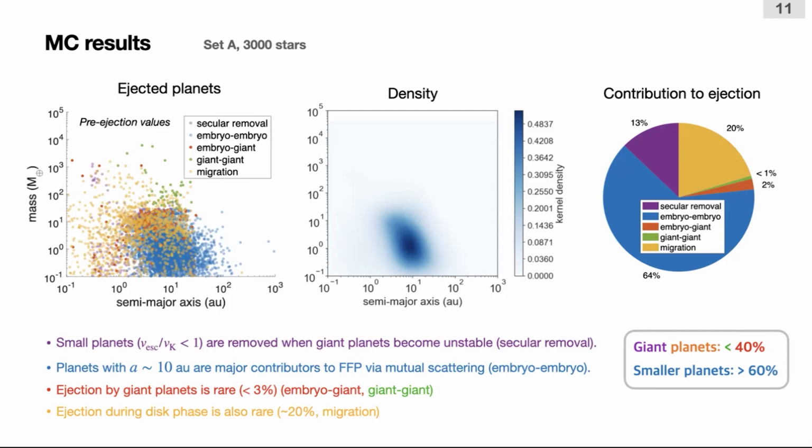We also have embryo-giant scattering. So this means that the planet is ejected by a giant planet, and also giant planets scatter among themselves and eject giant planets. And migration means that small planets become ejected through the migration of giant planets. So we can see that the contribution from giant planets is actually pretty small. It's smaller than 40%, and the majority of the ejected planets are actually coming from embryo scattering, which is over 60% of the population.